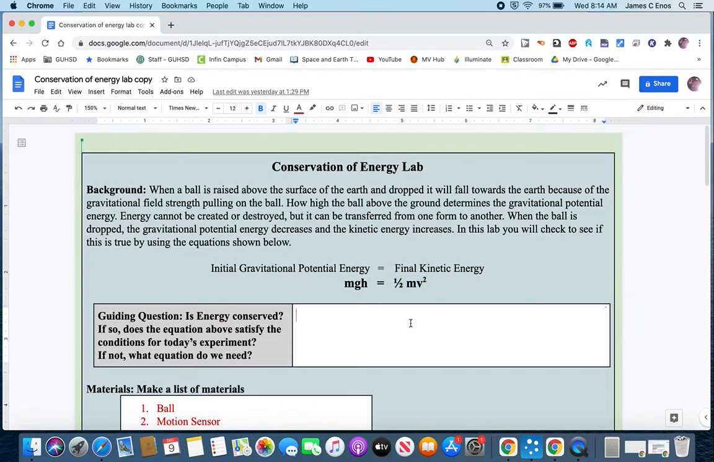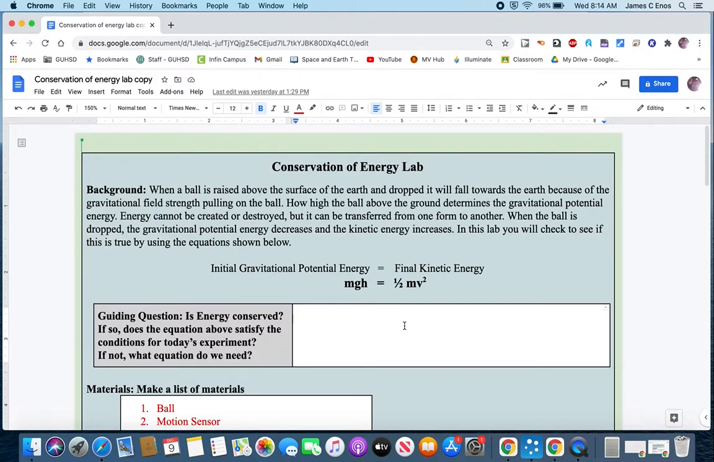So what we're asking here in your prediction, before you do this experiment, is I want you to ask yourself, is energy conserved? If it's conserved, then all the energy before goes into the energy that's after. That energy is not created nor destroyed. And if energy is conserved, does this equation up above hold true? If not, what equation do you need? So pause this video now so you can write in your answer to this guiding question before you do this experiment.